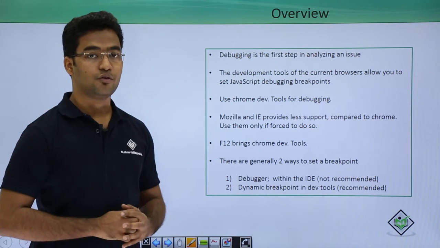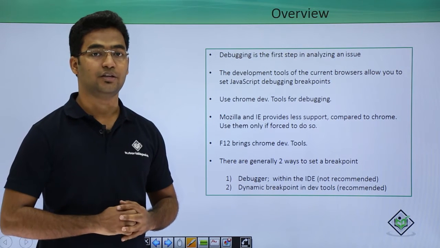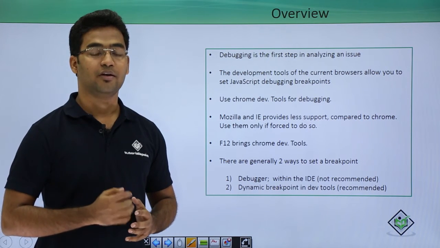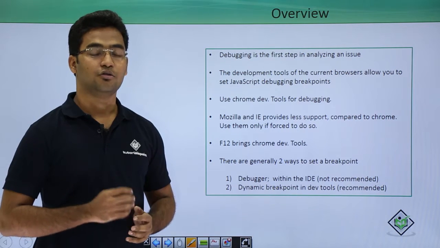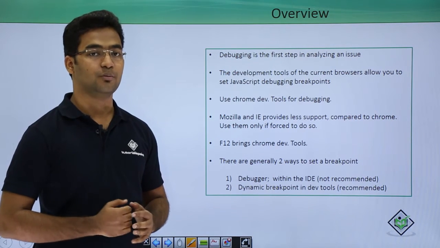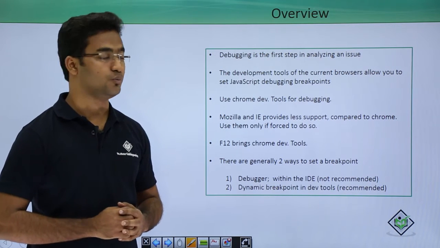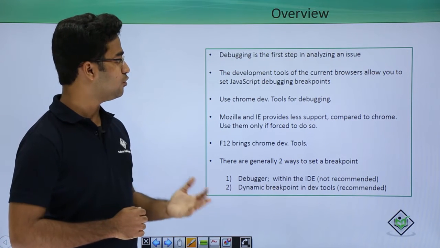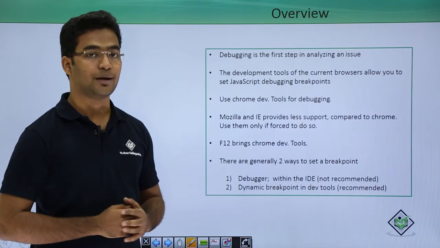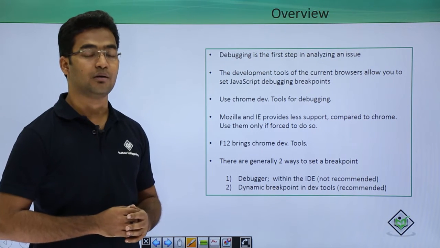So this is the overview of debugging. Debugging is the first step in analyzing any issue. When we code or develop any application and we are getting an error, the first step we have to do is to debug. Therefore it is the first step in analyzing any issue. The development tools of current browsers allow you to set JavaScript debugging breakpoints, and the Chrome development tools are used for debugging purposes.